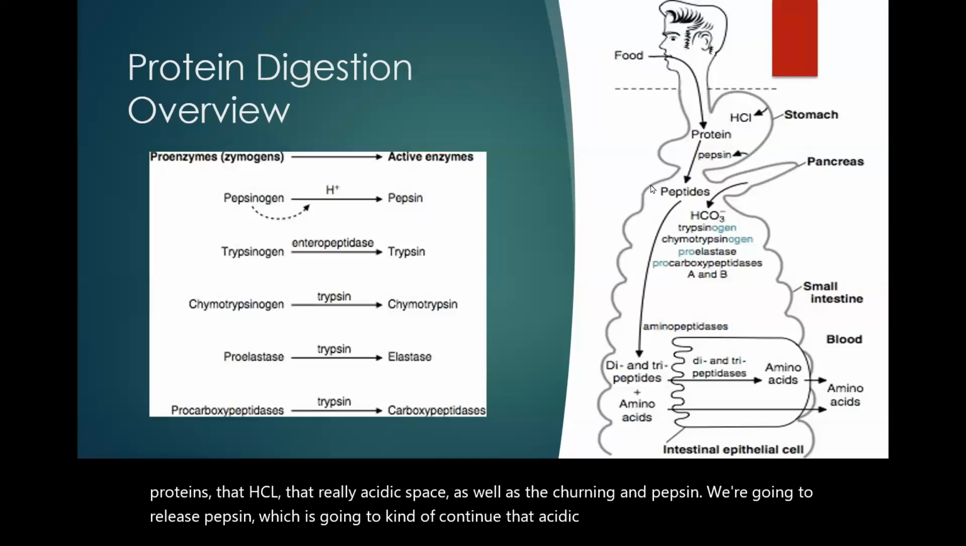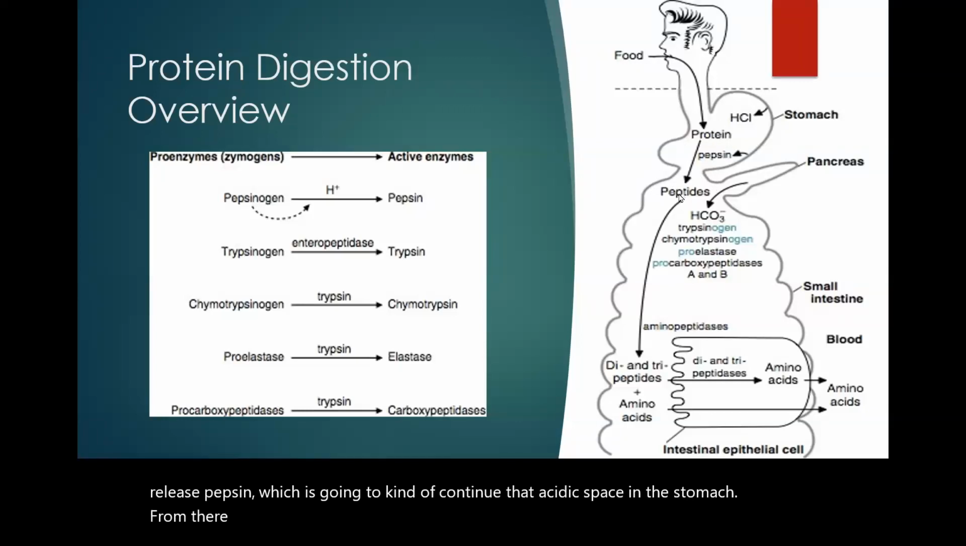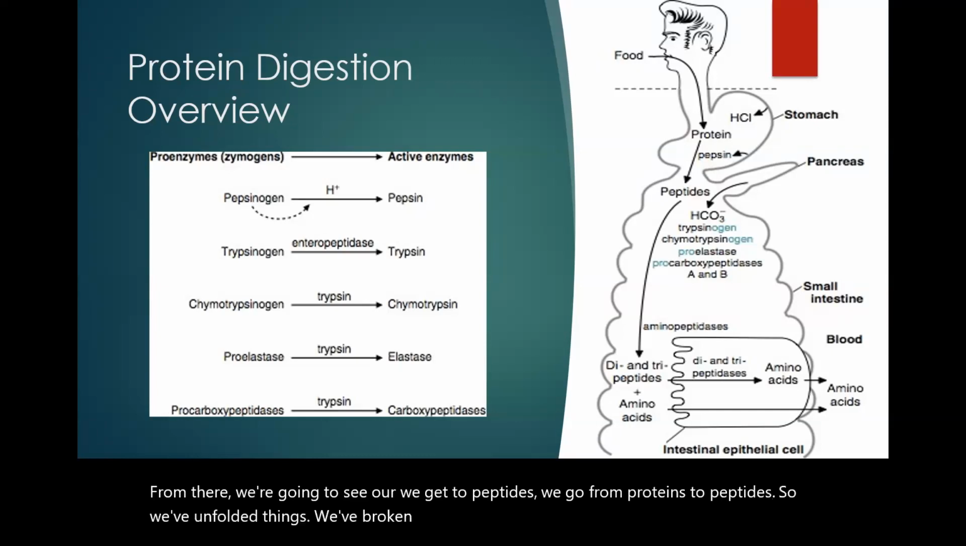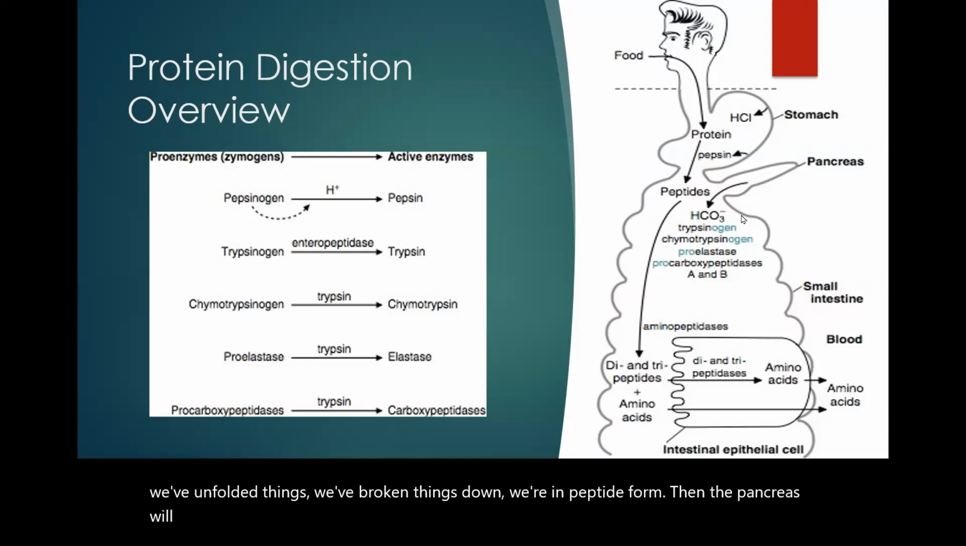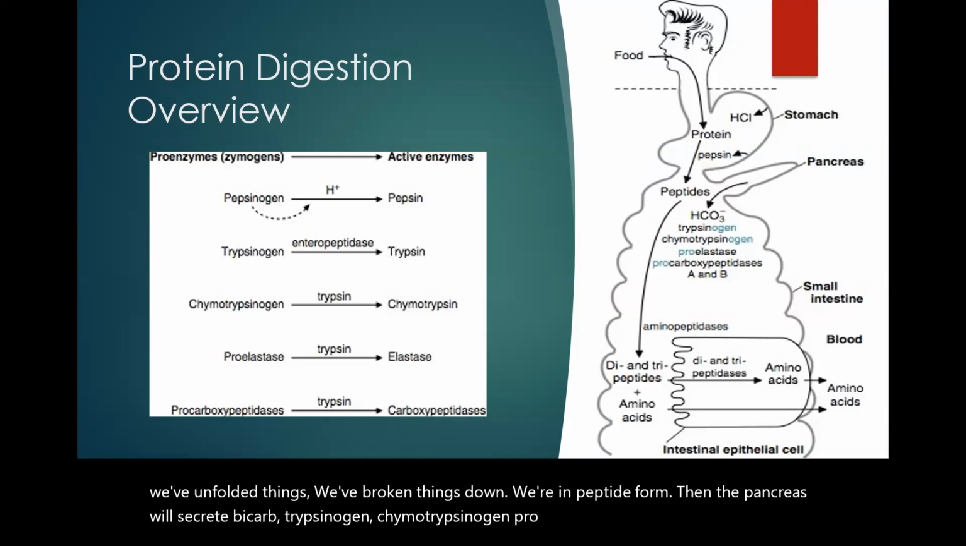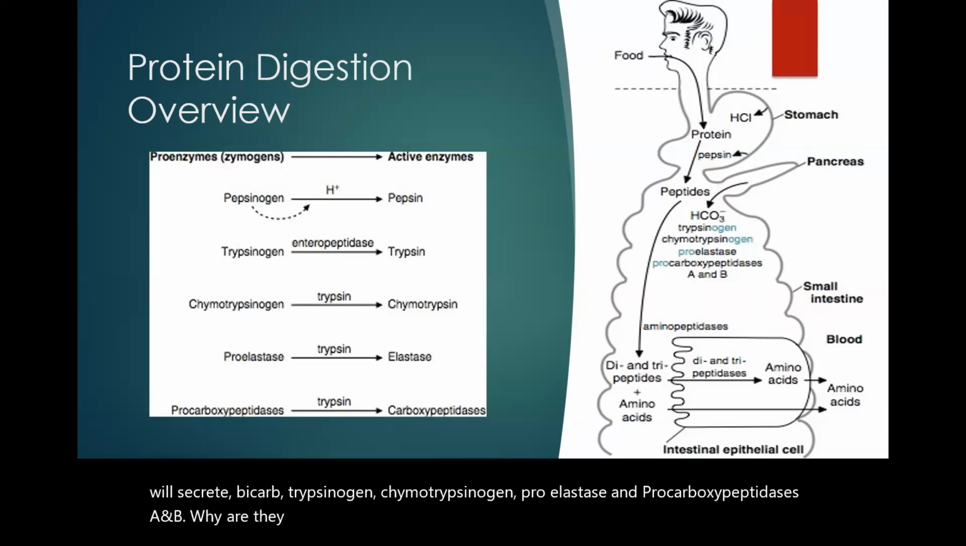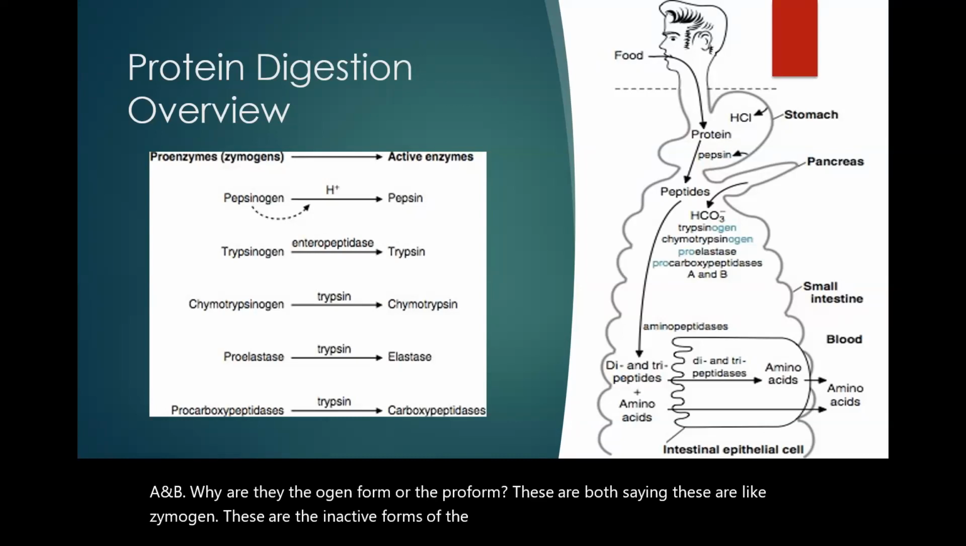From there, we get to peptides. We go from proteins to peptides. So we've unfolded things, we've broken things down, we're in peptide form. Then the pancreas will secrete bicarb, trypsinogen, chymotrypsinogen, proelastase, and procarboxypeptidases, A and B. Why are they the ogen form or the pro form? These are zymogens. These are the inactive forms of the enzyme. They have to be converted to their active forms. And so we'll look at that process here.